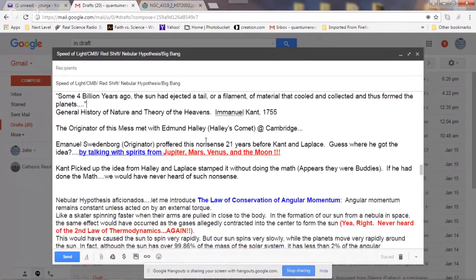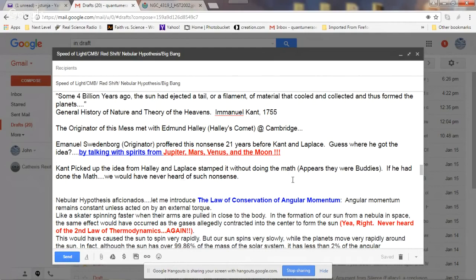That's Immanuel Kant. What they don't tell you is the originator of this mess met with Edmund Halley of Halley's Comet fame at Cambridge. His name is right here. Emanuel Swedenborg. He was the originator of this mess. He proffered this nonsense to Edmund Halley 21 years before Edmund Halley passed it off to Kant and Laplace. Guess where Emanuel Swedenborg got the idea from? By talking with spirits from Jupiter, Mars, Venus, and the Moon. And I am not joking. Look it up. So Kant picked up the idea from Halley, and Laplace stamped it without doing the math.